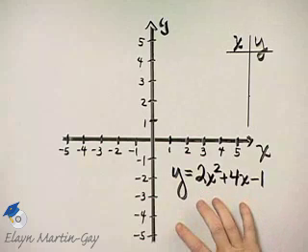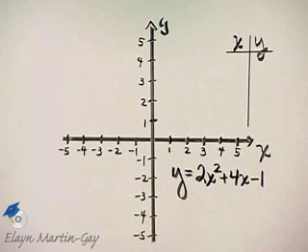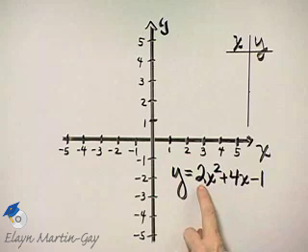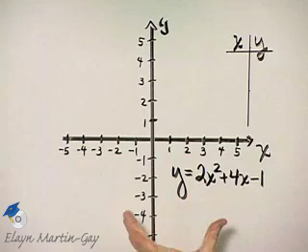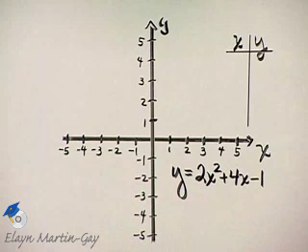Let's graph this quadratic equation. Don't forget the graph is a parabola, and because the coefficient of x squared is positive 2, we know that parabola opens upward. Let's begin by finding the vertex.